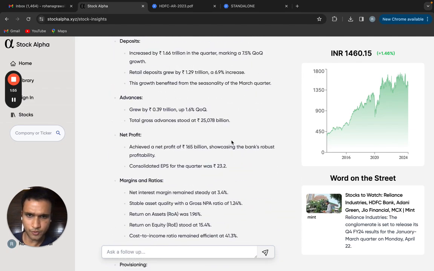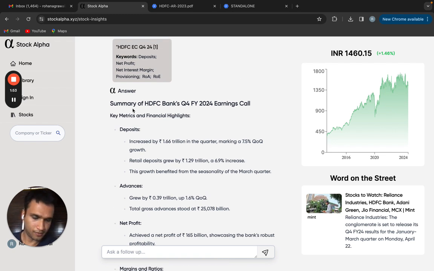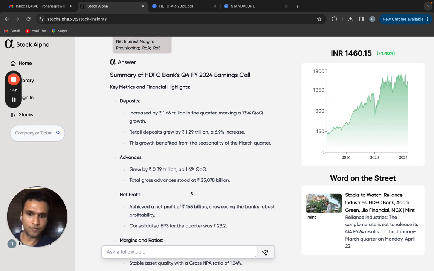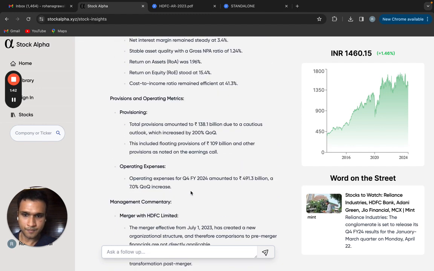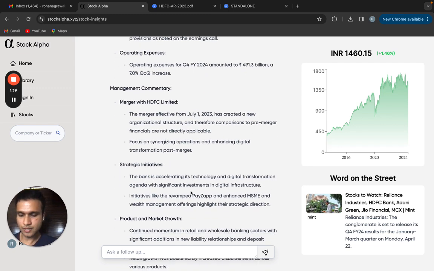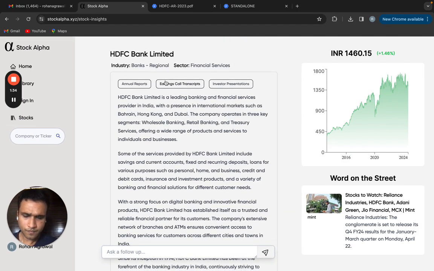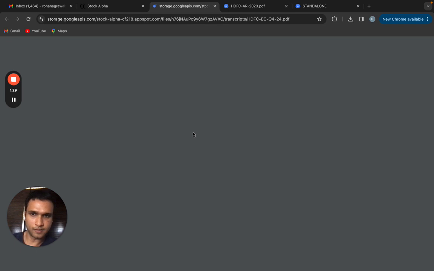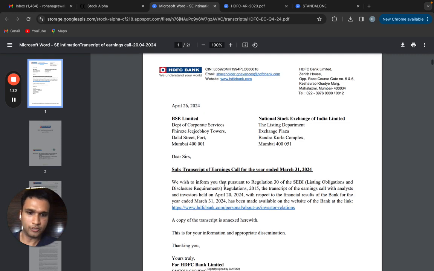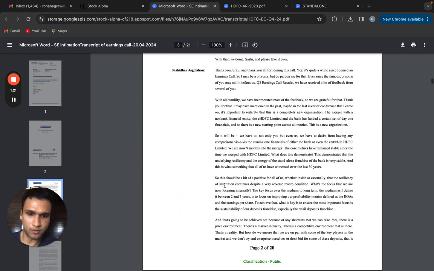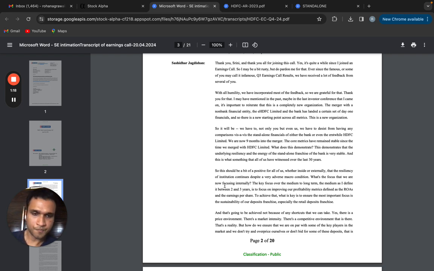As you can see here, we have a summary. We know, for example, that deposits increased by 1.6 trillion, advances grew by 0.39 trillion rupees, net profit increased, and so on. So basically a lot of facts and figures that you typically would have to read a long document to find. If you see the earnings call for HDFC Bank, you would typically have to read a document like this, and it sometimes does not capture the essence of it. Just reading a really long transcript, you don't really know what's going on, and you have a lot of information to parse through.